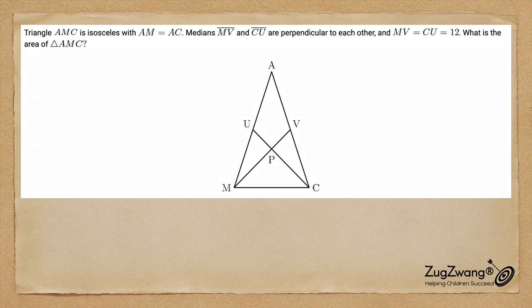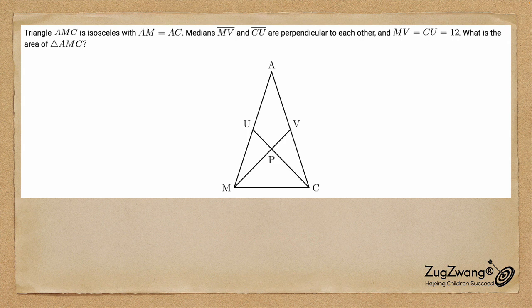So this is a problem from one of the AMC papers, and hence the use of the letters AMC for the triangle, if you were wondering. So let's read the question. Triangle AMC is isosceles, which means two sides are equal, and those two sides are AM and AC. Medians MV and CU are perpendicular to each other.